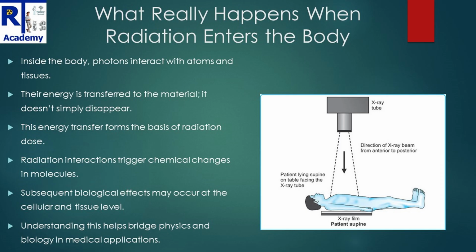How does it create a dose? And most importantly, how do these interactions set the stage for subsequent chemical and biological effects? This episode addresses exactly that. The physical consequences of radiation interacting with matter. It sits at the intersection of pure physics and radiation biology.